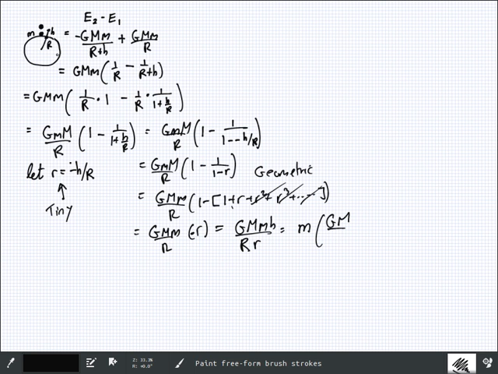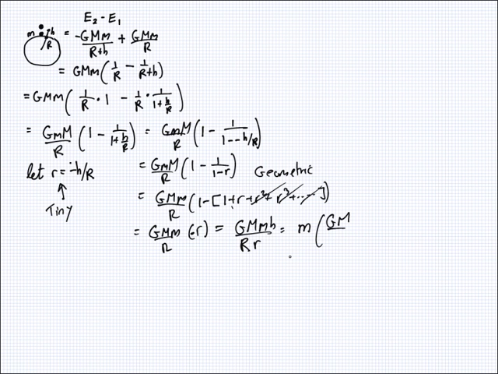Wait, hang on. Why is it? Sorry, what is this? Yeah, sorry, sorry. That's R squared, isn't it? Yeah, sorry. It's big R. Yeah, R squared. GMm over R squared H. Now, what is GM over R squared? The gravitational force. That's g. Which letter? Little g.